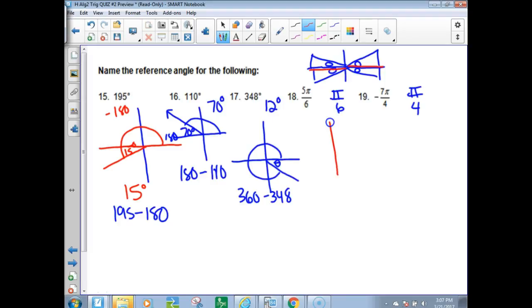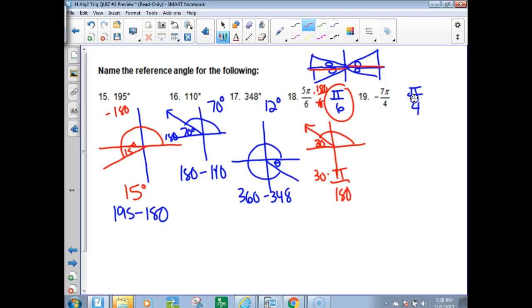Okay, so you have to know 5 pi over 6, if you converted it to degrees, would have been 150. Now where's 150? What's the reference angle here? Yeah, that would be 30, and 30 degrees times pi over 180 is pi over 6.